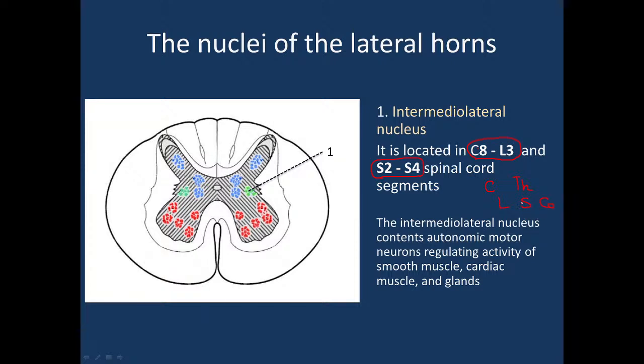What is the function? The intermediolateral nucleus contains autonomic motor neurons. This is the autonomic nervous system that regulates activity of smooth muscles, cardiac muscle, and glands. These are the organs inside our body.